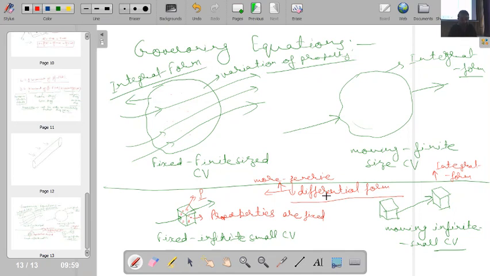But the differential form is the more generic form, which is applicable for each and every point of the control volume. If you take the differential form of the governing equation, you can satisfy it at any point in the control volume. Whereas the integral form is applicable only for the complete finite-size control volume. So this is the reason that the differential form is called the more generic form.